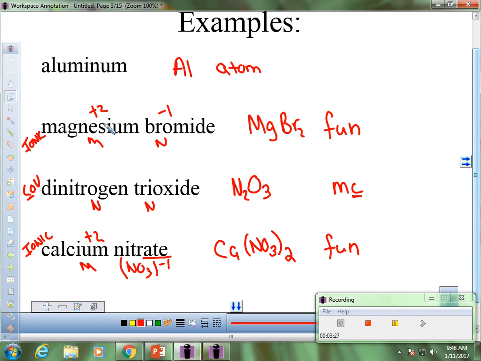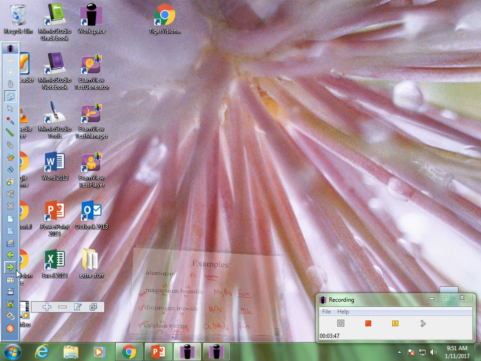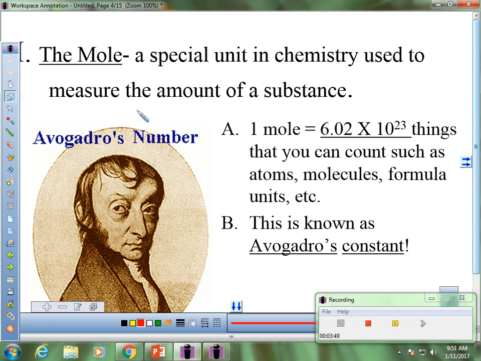So the metals and nonmetals are formula units. The two nonmetals are called molecules. And we'll be using atoms, formula units, molecules in our problems. So I wanted to make sure you understood what those are. So I keep hitting that wrong button. We move forward. The mole is a special unit we use in chemistry to measure the amount of substance.